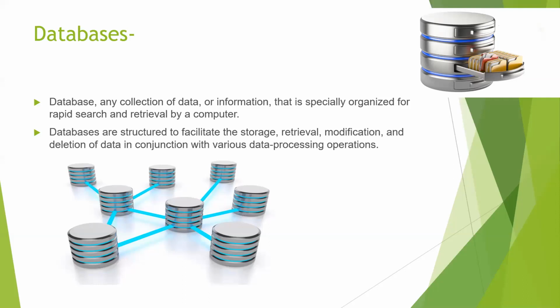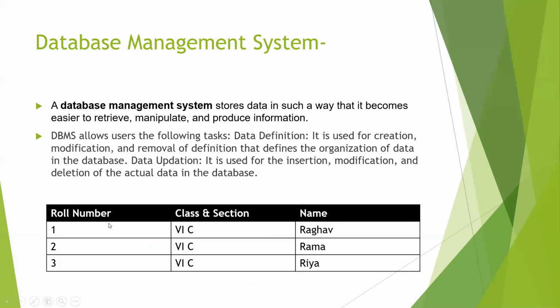And next we have the database management system. See, children, whenever we are storing something and we need to retrieve it back or update it, we need to do so many things with that data. So we will require a software application to manage it. In order to carry out all these operations perfectly, we require a DBMS, that is, a database management system. A DBMS stores data in such a way that it becomes easier to retrieve, manipulate, and produce the information. Let me give you the simplest example of Excel.